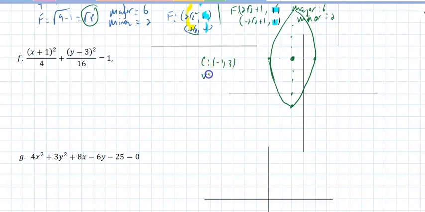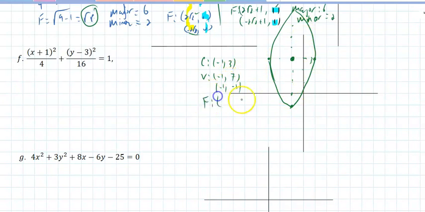I need you to tell me what the vertices are. Well, again, see, now you have to count. You have to say, I'm going to go here, from 1, 2, 3. I'm going to go 4 above, that's 7. And 4 below, that's negative 1.